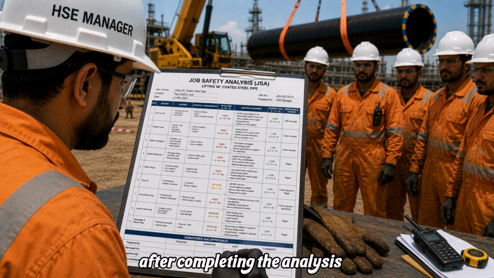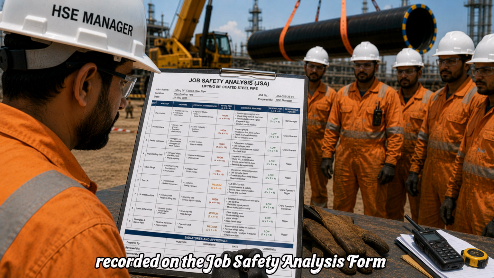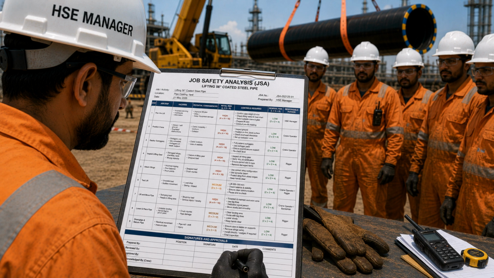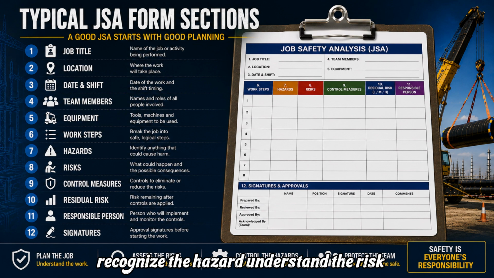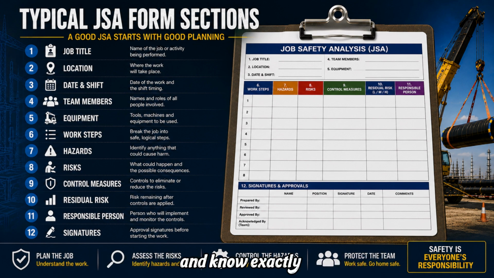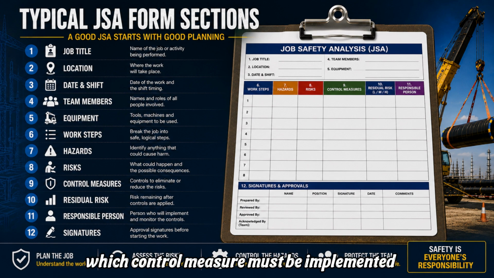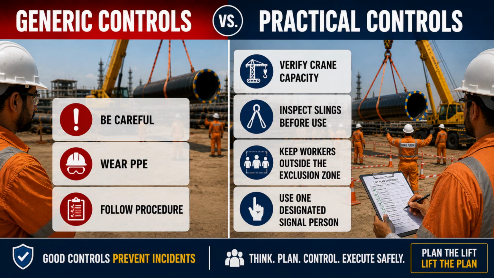After completing the analysis, the information must be recorded on the job safety analysis form. The form should be clear, accurate, and easy to understand. Anyone reading it should be able to follow the sequence of work, recognize the hazard, understand the risk, and know exactly which control measure must be implemented.